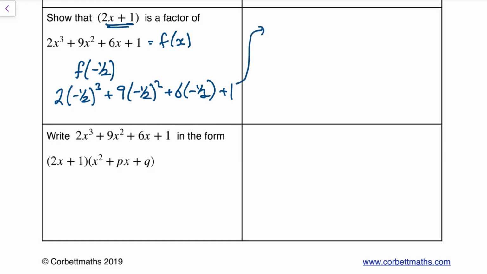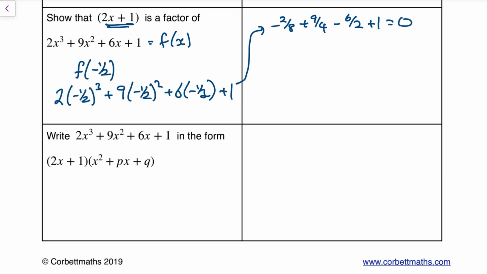And then I would write at least the line in between. So minus a half cubed is minus an eighth. So it's going to be 2 over an eighth minus. Minus a half squared is a quarter, so plus 9 over 4. Plus, or actually in this case, minus 6 over 2 plus 1. Now I know that's going to equal 0. We're going to check it anyway, just to make sure I haven't made a mistake. So minus 2/8 plus 9 over 4 minus 6 over 2, which of course is 3, but that's fine. Plus 1 is going to give me 0.